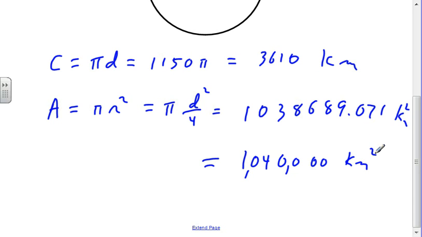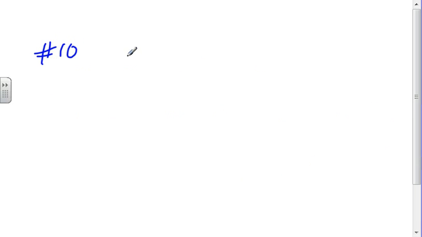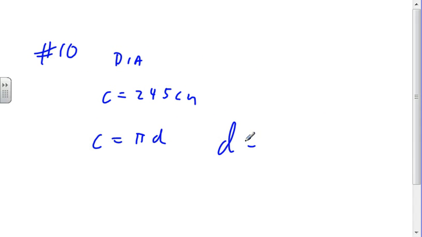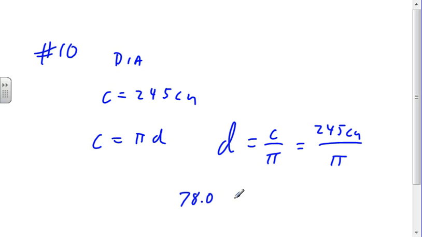Okay, we'll look at number 10, and we're going to go the other way. Find the diameter given that the circumference is 245 centimeters. Circumference is pi d, so d is going to be circumference over pi. So 245 centimeters divided by pi, and I only want 3 significant digits. 78.0 centimeters.